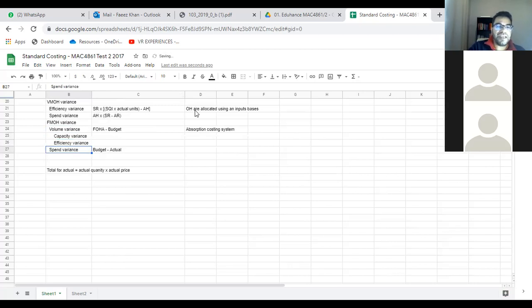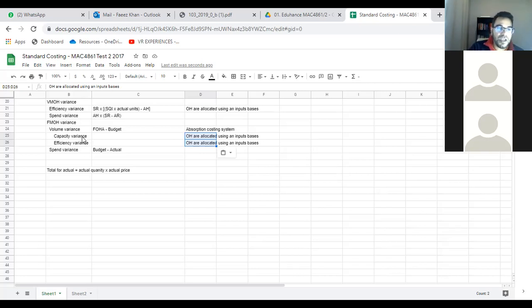if the basis for allocating overheads is an input. So if you're using the absorption costing method and the basis for allocating overheads is an output, you can have a volume variance, but you can't have an efficiency and a capacity. But if you're using the absorption costing method and the basis for allocating overheads is an input, then you will have a volume variance, and the volume variance can be broken down further. So just be aware of that.